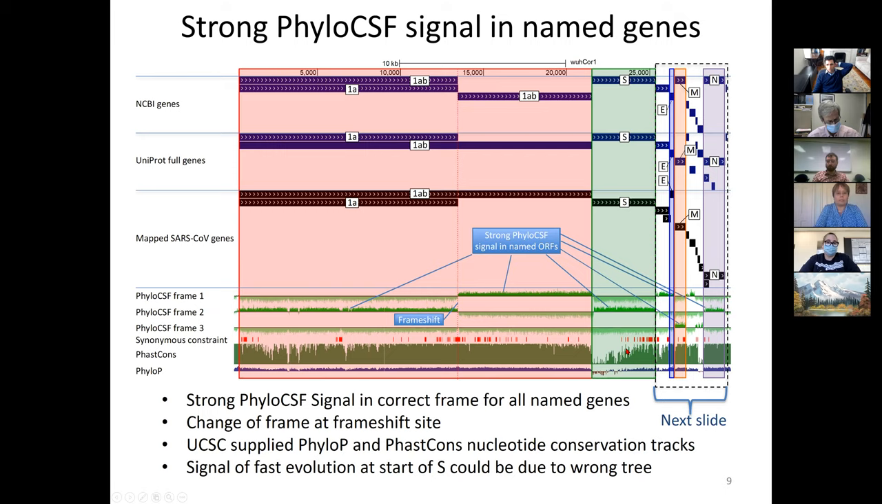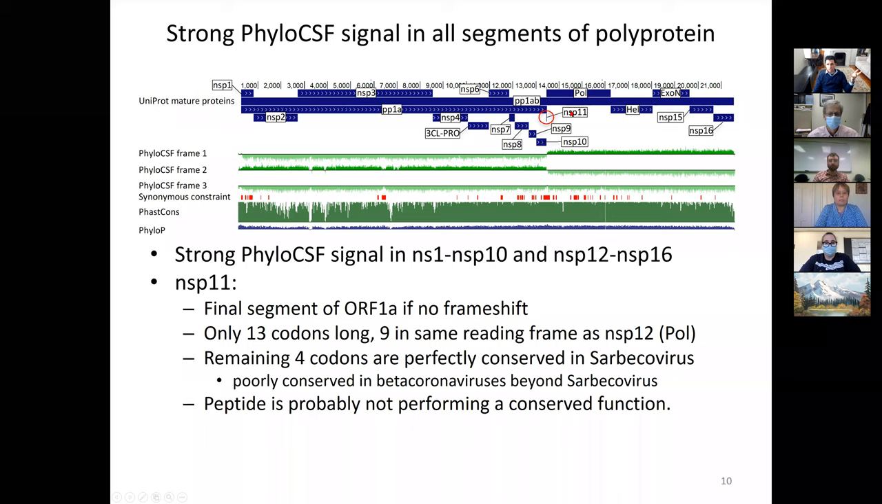So you can use that to now go and look at each of these NSP proteins, for example, within ORF1AB. And you can see this beautiful conservation and these pockets of rapid change associated with specific domains of NSP3.